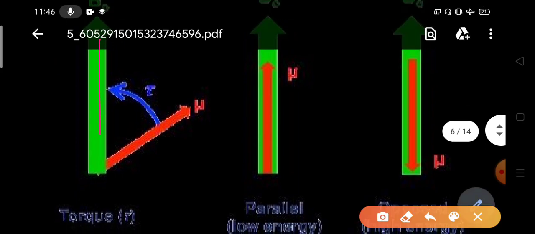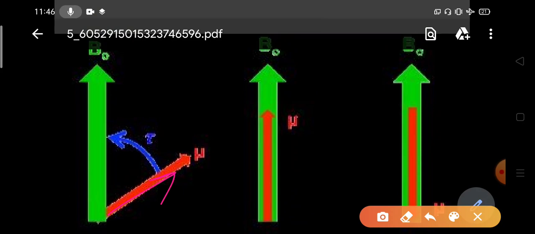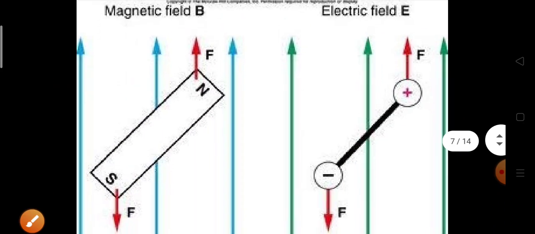Suppose this is our external magnetic field, and suppose this is a tiny magnet whose magnetic moment is along this direction. Whenever you place a tiny magnet in an external magnetic field, it will try to align itself such that it gets the minimum energy to achieve its equilibrium position. This is true for all static magnets.